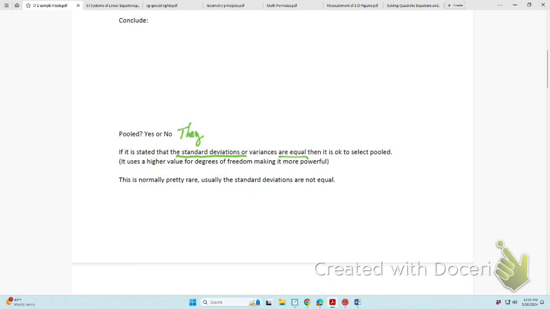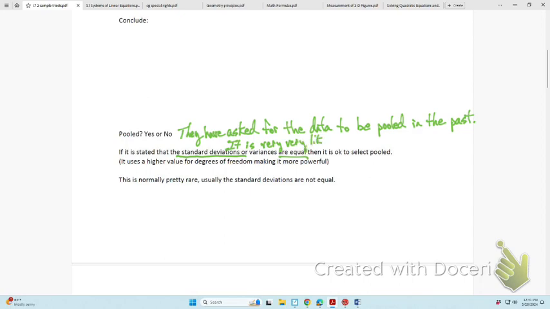They have never asked for the data to be pooled in the past. Like it's a real rule and it could happen, but I'm just telling you they never have. It is very likely, very, very likely, you just say no.